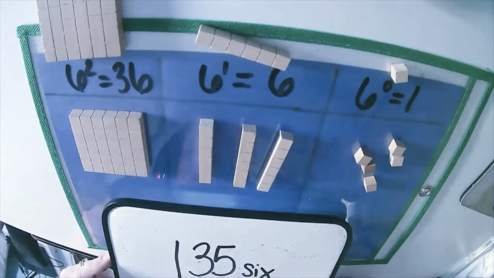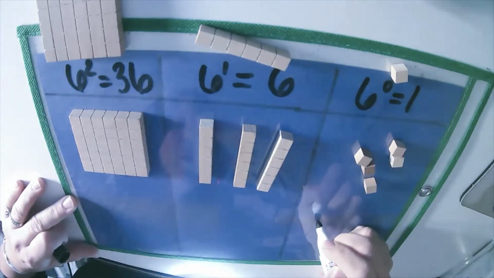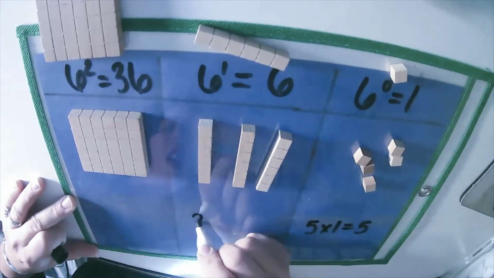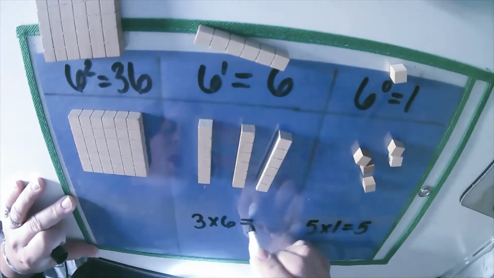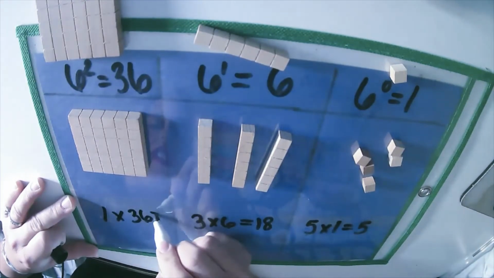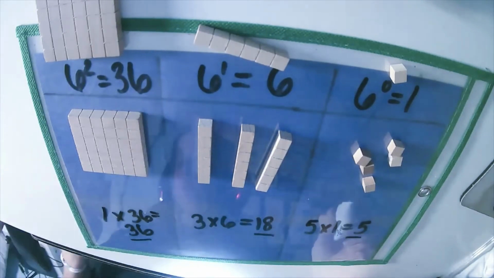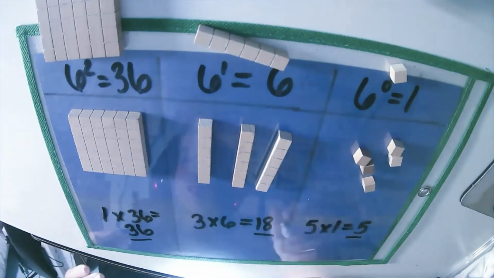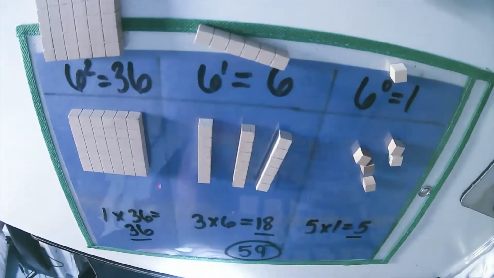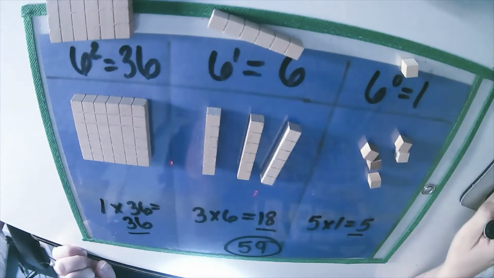So if I want to figure out what that value is, that means I've got 5 times a value of 1, which is equal to 5. I've got 3 times a value of 6, which is equal to 18. And I've got 1 times a value of 36, which is equal to 36. If I add all those together, 36 plus 18 plus 5, I get a value of 59. So 135 base 6 is equal to 59 in base 10. Let's look at one more example.